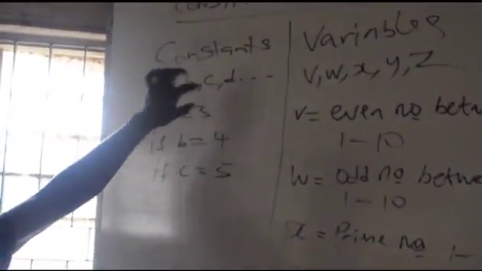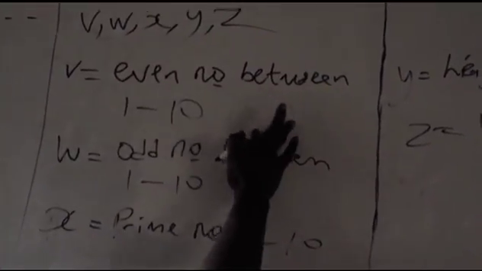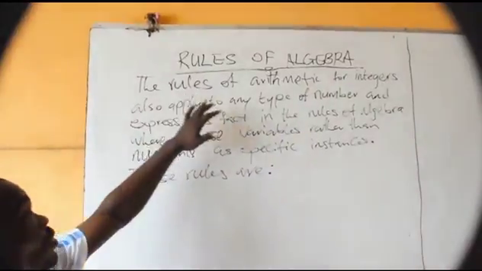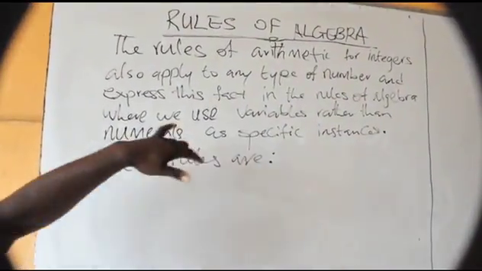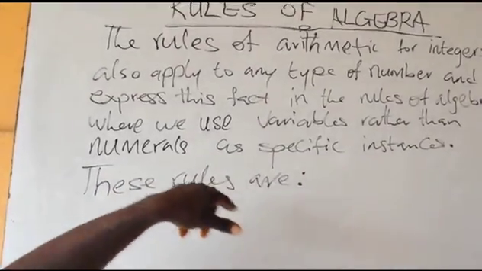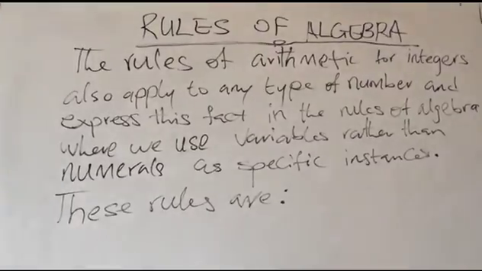Each of the constants is made for one particular number. But each of the variables is made for a collection of numbers, or a group of numbers. In many other problems, a symbolism is required to represent a collection of numbers when the specific number is unknown. That's what brought about the idea of variable. So we are looking at the rules of algebra. The rules of arithmetic for integers also apply to any type of number, and they express this fact in the rules of algebra, where we use variables rather than numerals as specific instances.